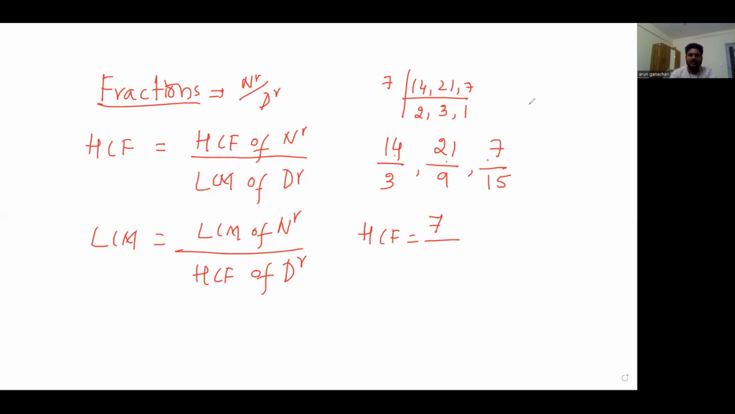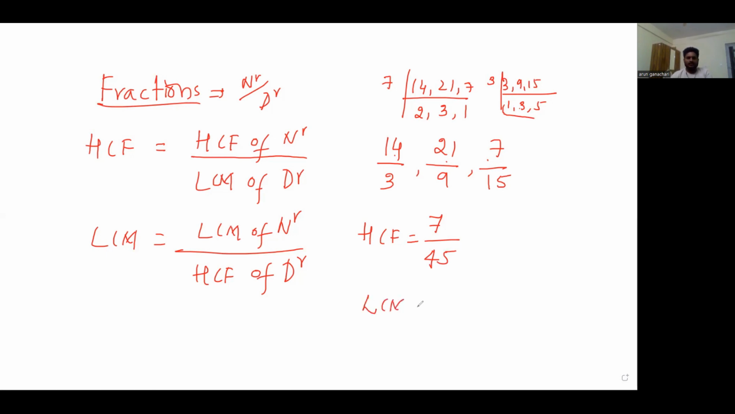What is the LCM of 3, 9 and 15? Find it out first. We are finding LCM, so we have to reduce it till we get 1. 45. So it is 3 ones are 3, 3 threes are 9, 3 fives are 15. We cannot further divide it. So it will be 3 threes are 9, 9 fives are 45. So the HCF is 7 by 45.